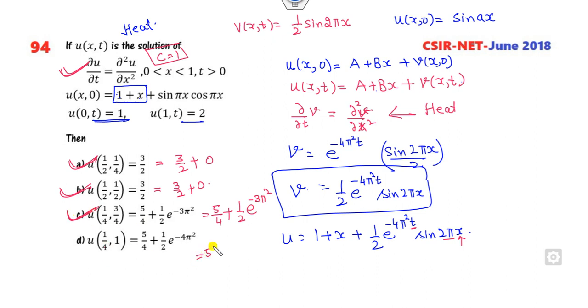When you look about this one, it's a 5 by 4 plus half e raised power. When substitute x is equal to 1, 4 pi square. When you substitute x is a 1, so it's also the right answer. So all these 4 options are the correct options for this particular exam.